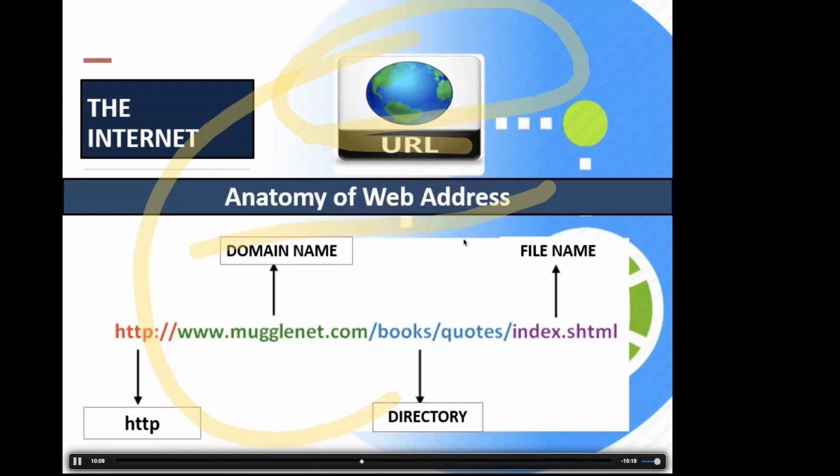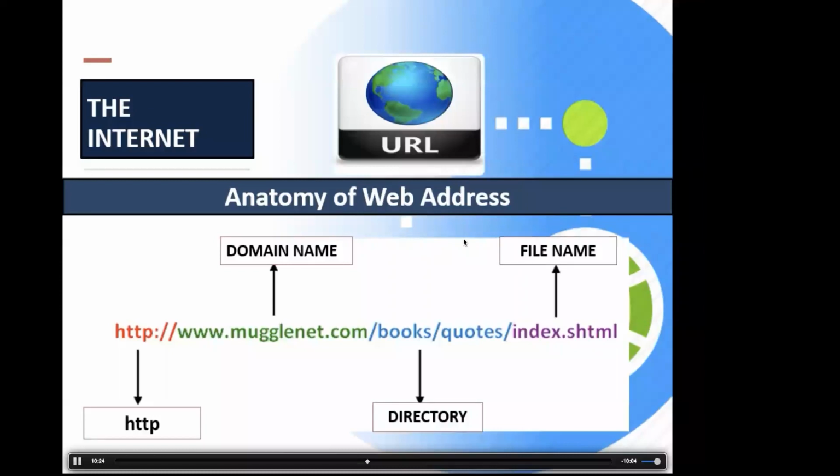Directory. The directory or folders in the web server that contains a group of related web pages within a website. The path typically refers to a file or directory on the web server. Sometimes the file name won't be specified, so a web browser will automatically look inside the folder for a file called index or default.